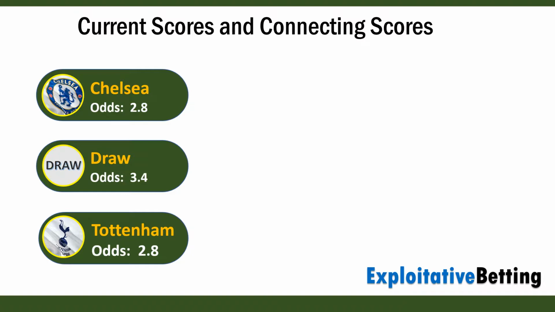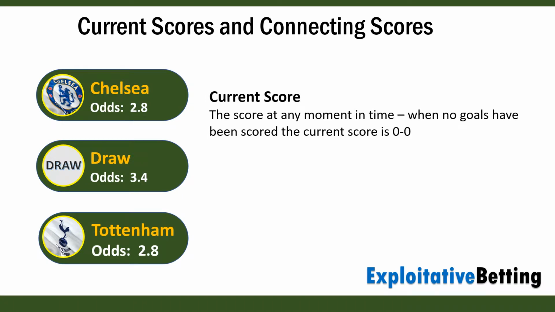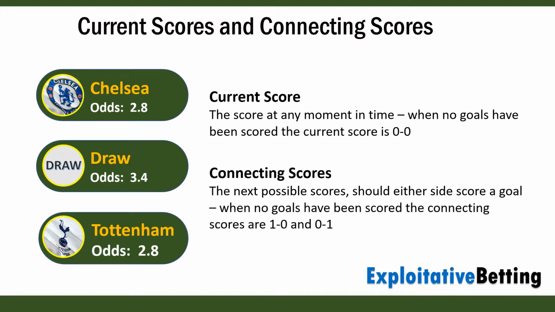So, current scores and connecting scores. In this video, I'll use the terms current scores and connecting scores to mean the following. The current score is the score at any moment in time. So, when no goals have been scored, the current score is 0-0. Connecting scores are the next possible scores should either side score a goal. So, when no goals have been scored, the connecting scores are 1-0 and 0-1.